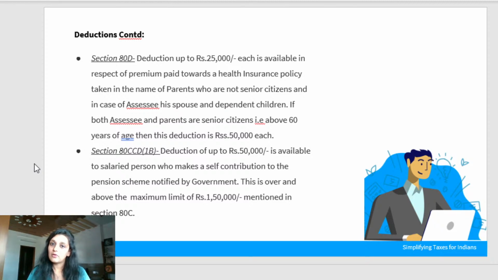80CCD(1B) is about NPS, in which you can claim a maximum of 50,000. This limit will be over and above the limit of 1.5 lakh. This we had already discussed.